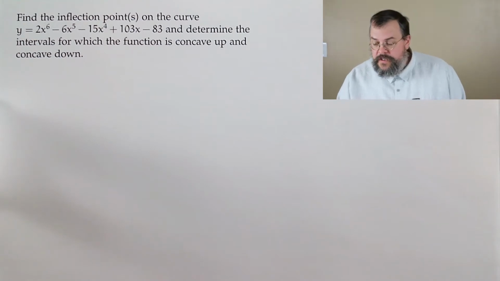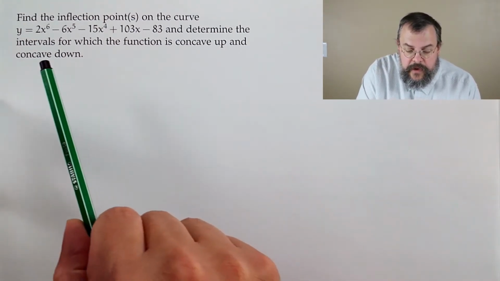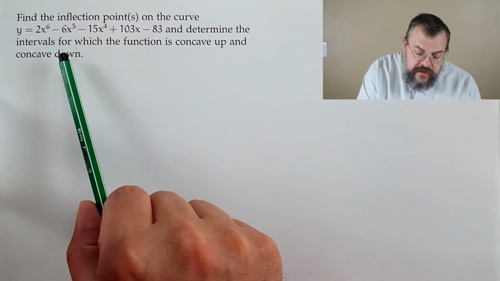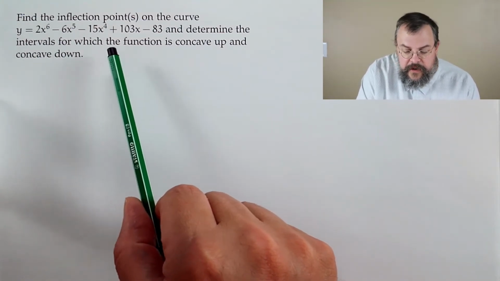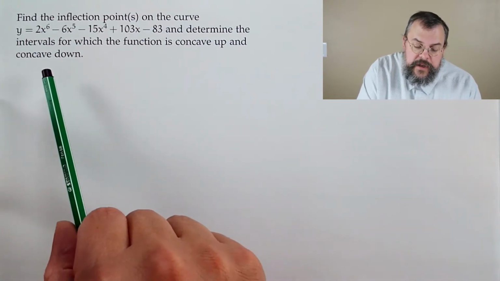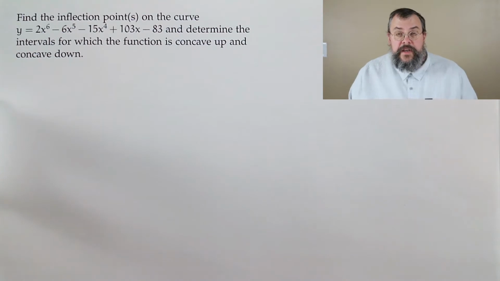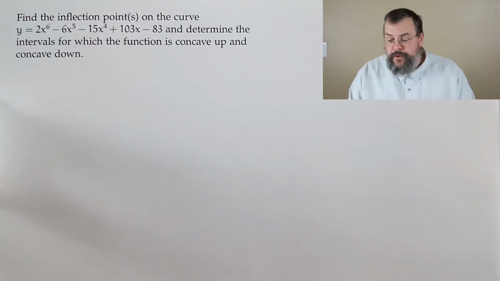So our first question today. Find the inflection points on the curve y equals 2x to the 6th minus 6x to the 5th minus 15x to the 4th plus 103x minus 83, and determine the intervals for which the function is concave up and concave down. Now we see the word inflection points.